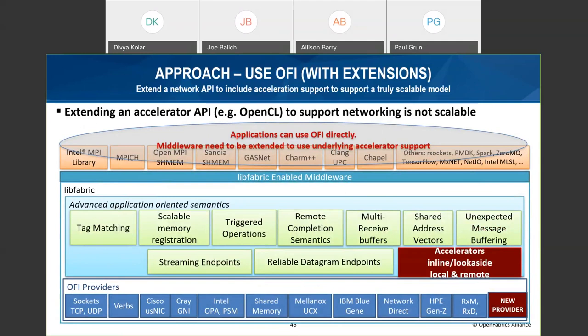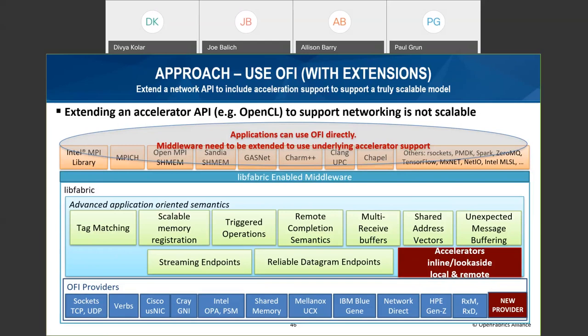This is a standard picture that has been decorated with some of the additional things that we have done. This is the standard OFI stack. What we are talking about here is to use OFI and extend it to support these different types of accelerators, the inline and look-aside, and to invoke them both locally as well as in a remote fashion. There has been additional work in taking, say, OpenCL, for instance, and using pipes to go beyond a single node.